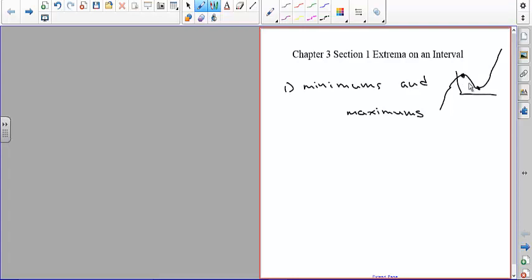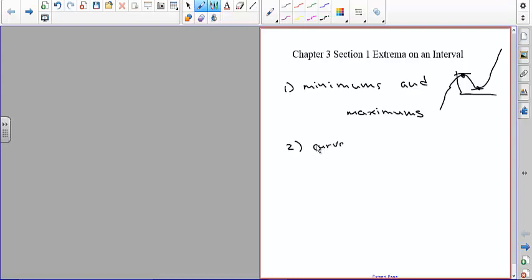So the key thing about minimums and maximums is that they have zero slope. So if we can figure out what the derivative is and set it equal to 0 and find out the values of x where that happens, we know where we have maximums and minimums. So that's one thing we're going to do.